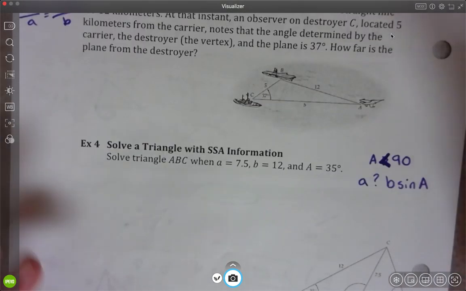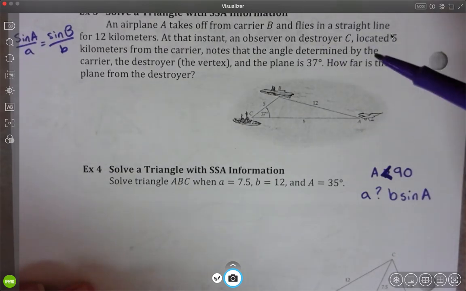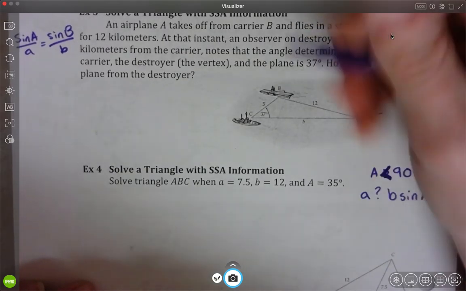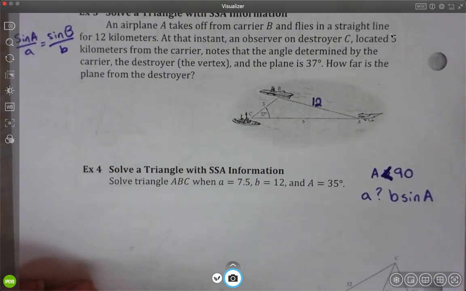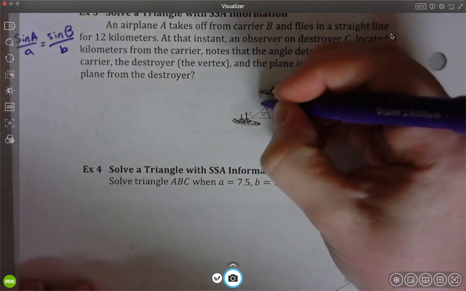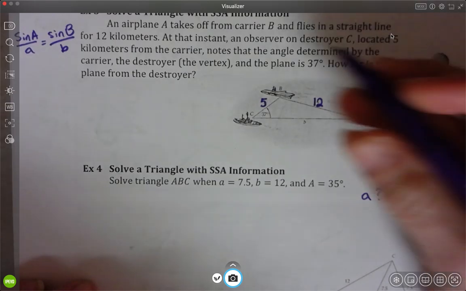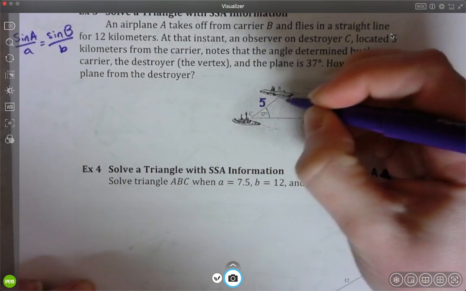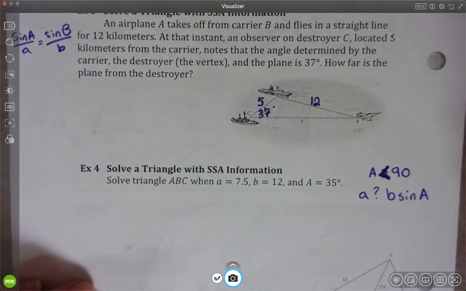So what we're trying to do is an airplane A takes off from carrier B and flies in a straight line for 12 kilometers. So we know that this guy is 12. At that instance, an observer on destroyer C, located 5 kilometers from the carrier, notes that the angle determined by the carrier and destroyer, the vertex, and the plane is 37 degrees. Okay, so this is the information that we know. How far is the plane from the destroyer?